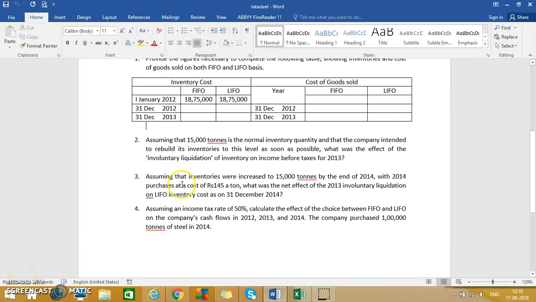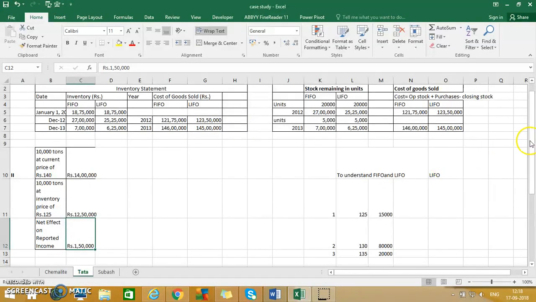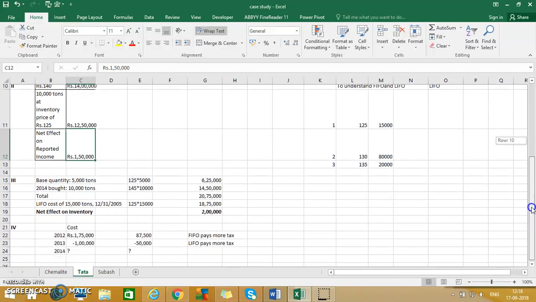Well, the third question is, if at all the inventories were increased to 15,000 by the year 2014, where the purchase price of each ton is 145, what would be the effect on the stock because of this involuntary liquidation, where they had to sell more than what they had. So they had to dip into the base stock. So let us just look at it.